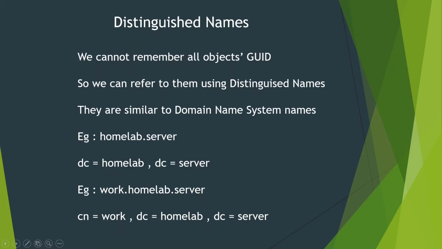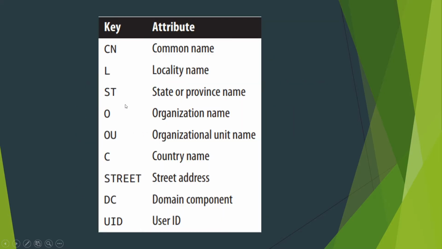Now let's go back to this slide, and you can see homelab.server and domain component. These are the domain components. There is nothing special about them, but if anyone wants to see these objects, they can easily identify them because it's a common name. It's like work, play, sleep, etc. So these are the common names. And coming to DC, they will be identified as domain components. These two constitute a domain. That will be easy for anyone who sees these key attributes. You can see OU, organization unit name. This is a very common type.